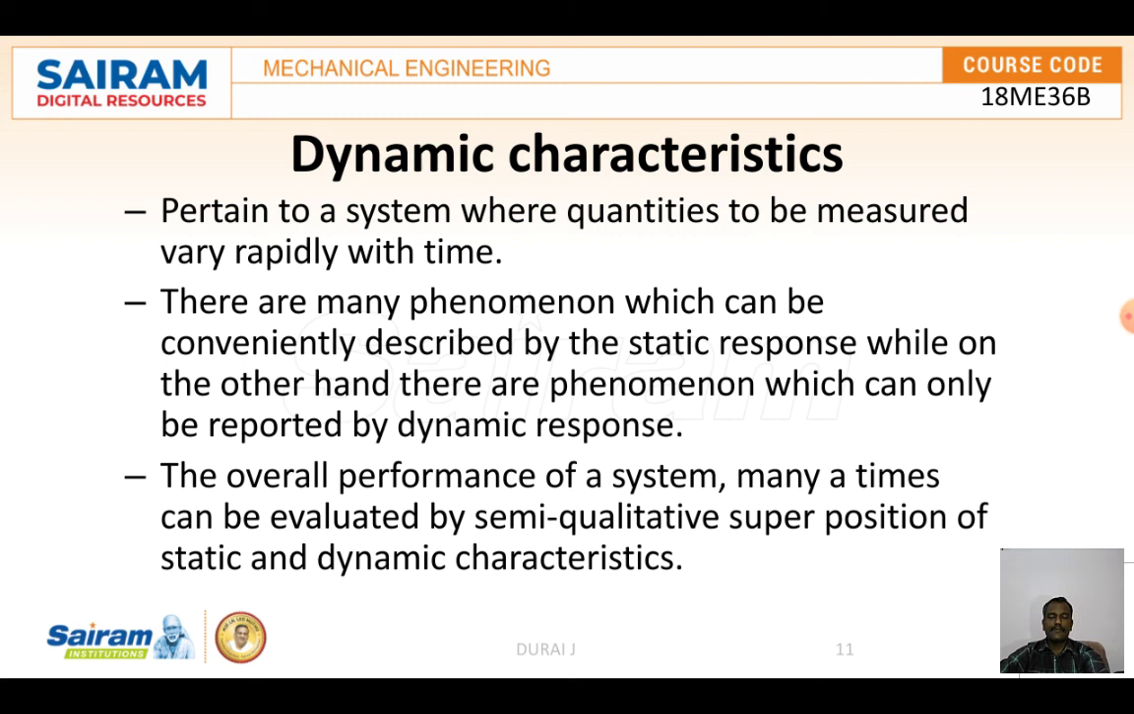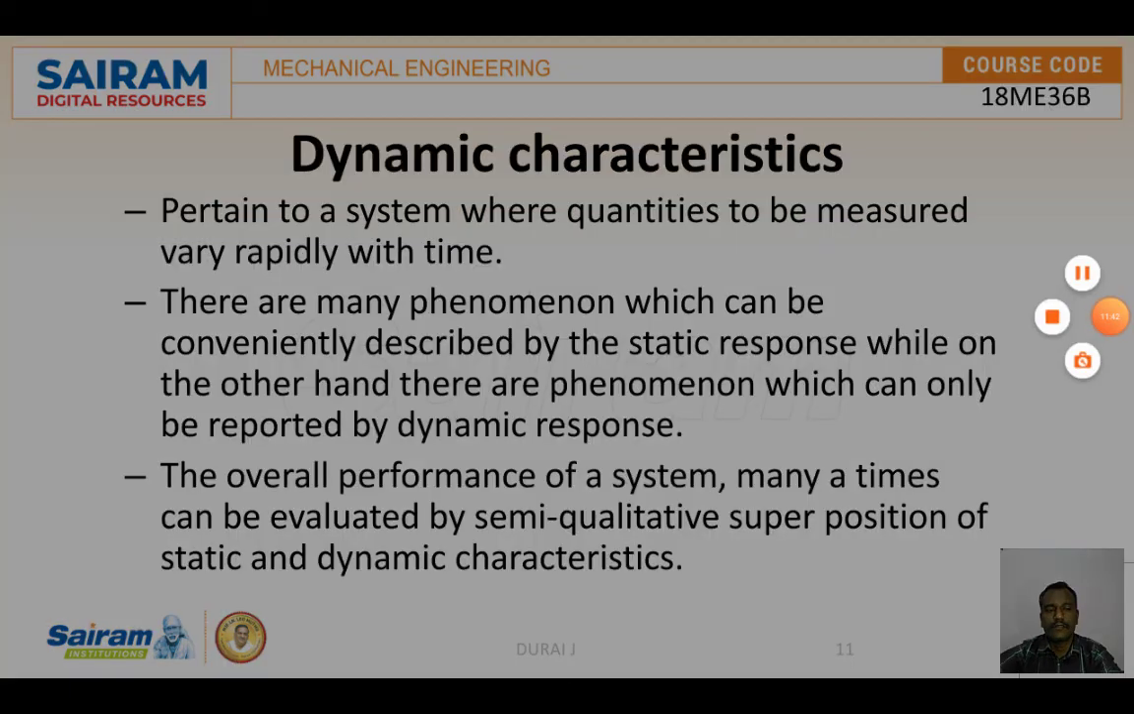In this video we have discussed stage 1, stage 2, stage 3 and instrument characteristics. Stage 1 is the sensing or detecting unit, stage 2 is the intermediate or modifying unit, and stage 3 is the display unit. These are the things we have discussed in this video.